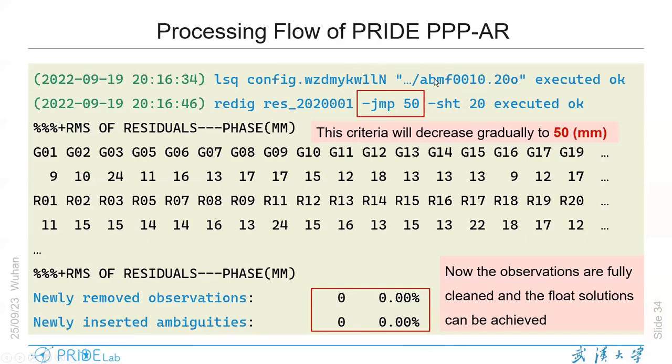You can see that the threshold value is 50 millimeters and there are no more changes in the observations or the ambiguities. The RMS residuals are also much lower than we saw before. Most of them are around 10 millimeters, which is very good. And the highest one is R11, 24 millimeters. This is still acceptable, though not ideal.